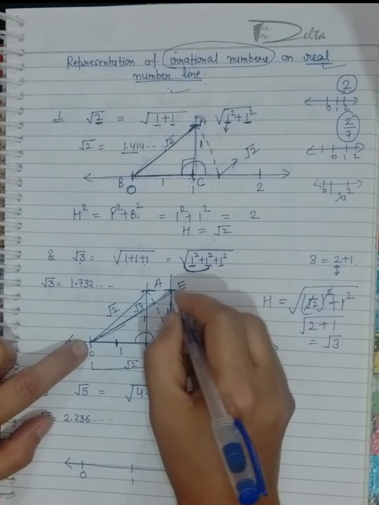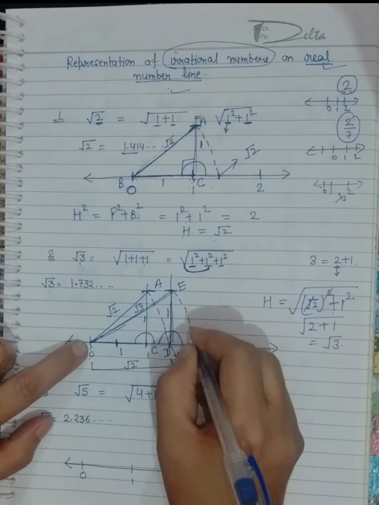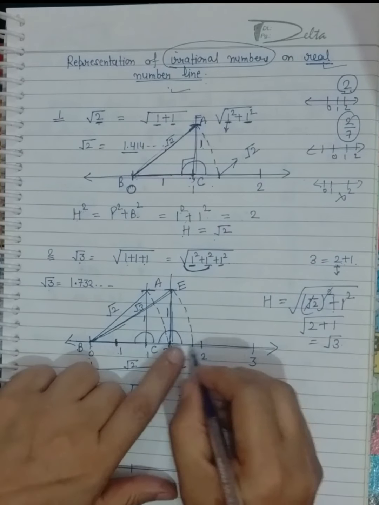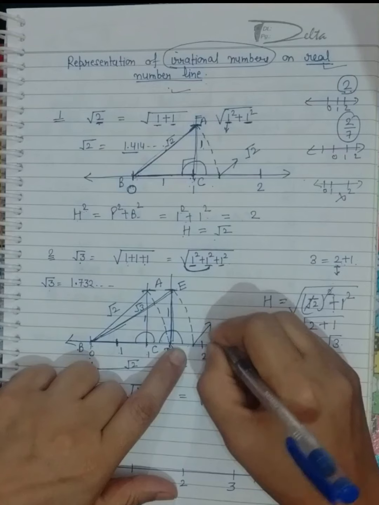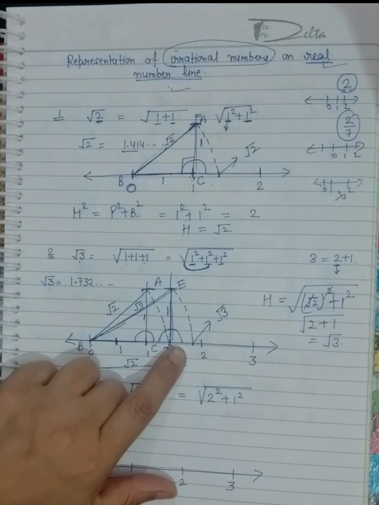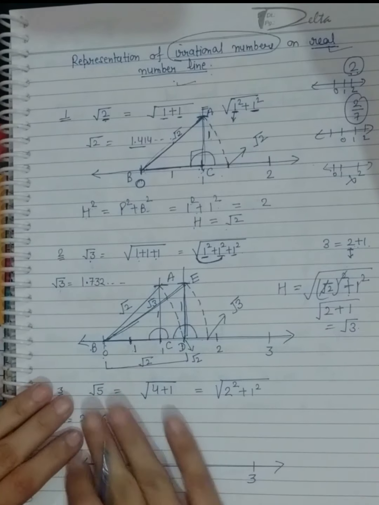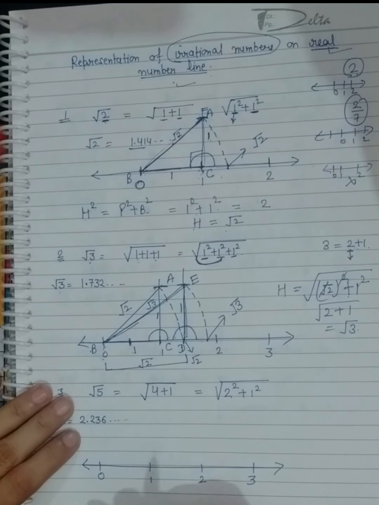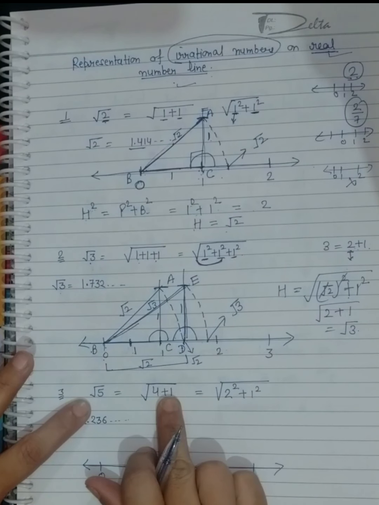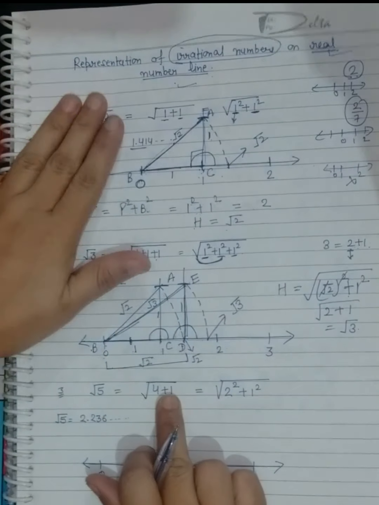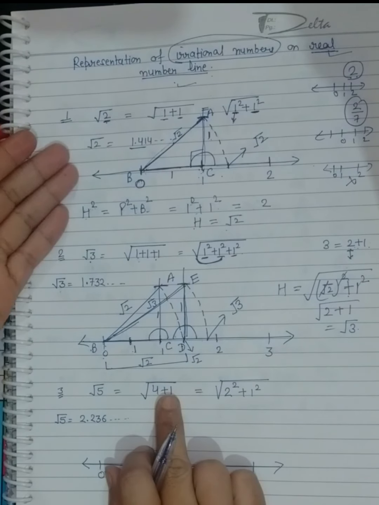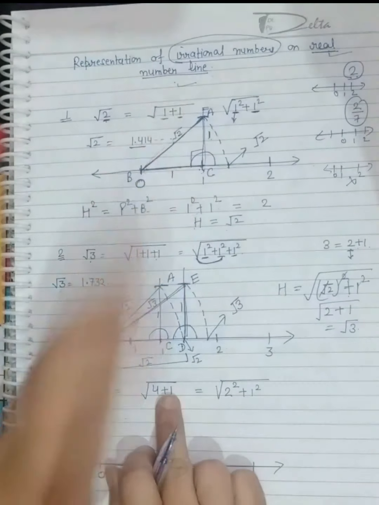From 0 to E we will take a compass, we will make another arc, and it will cut the number line before 2, and this point will be root 3. Now we are taking root 5. I have split root 5 as 4 plus 1. Why? You know the reason, because in question number 2 I told you we will split the number into numbers that are perfect squares.